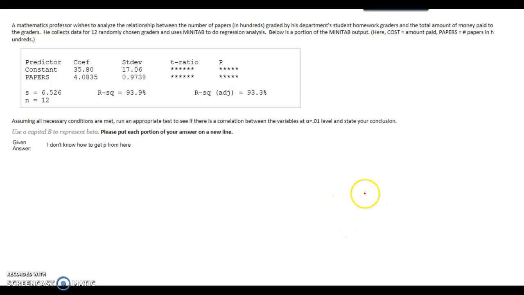For the second one, what we are doing is running an appropriate test to see if there's a correlation between the variables, and we're going to state our conclusion. So what we're doing here is basically running a test. We're checking to see if there is some sort of correlation between the amount of papers that you grade and the amount of money paid. All right, so if we don't know what to do, I'd like you to take a look at your 10.3 notes, and they're going to explain how to write the null and alternative hypothesis. I'd like you to take a look at that to get that explanation. If you're not sure, let me know and I'm happy to help.